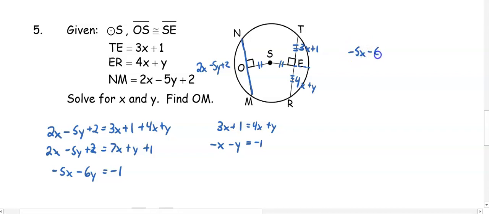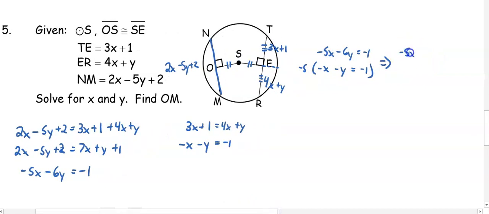Now that we have two equations with x and y, we're going to do a system. Negative 5x minus 6y is equal to negative 1. Negative x minus y is equal to negative 1. We can multiply the second equation by negative 5. And we get negative 5x minus 6y equals negative 1, and 5x plus 5y equals 5. We add straight down, and we get negative y is equal to 4 because the x's cancel out. Divide by negative 1, and y is negative 4.